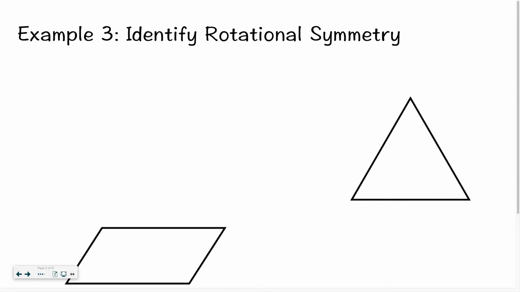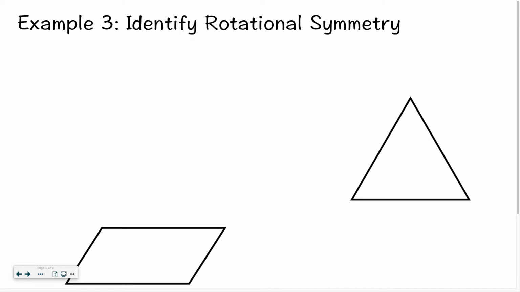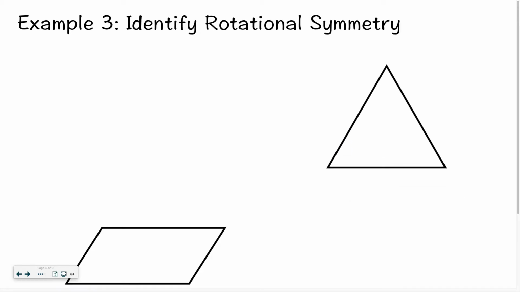All right. Example 3, identify rotational symmetry. So if we look at this triangle, we have an equilateral triangle here. If we go off of what we learned on the last slide, there are 3 lines of reflection. And when you have a regular figure, so remember a regular figure is when it has all equal sides and angles, what you can do is take 360, because when we rotate things, there's 360 degrees that we can rotate, and divide that by however many lines of symmetry you have.